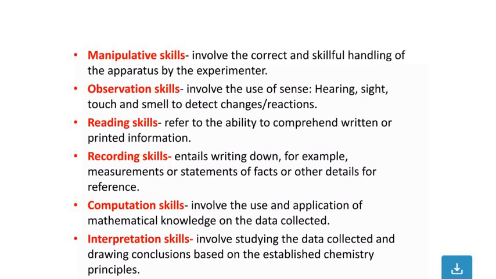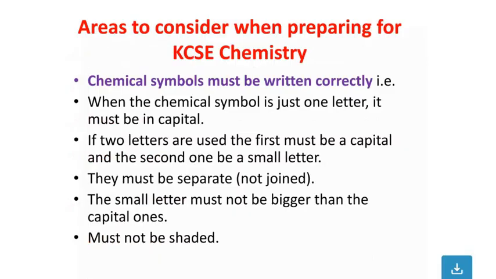Recording skill means writing down, for example, measurements or statements of facts or other details for reference. Computing skill involves the use and application of mathematical knowledge in data collection. Interpreting skill involves studying the data collected and drawing conclusions based on established chemical principles. Now, areas to consider when preparing for the chemistry practical.